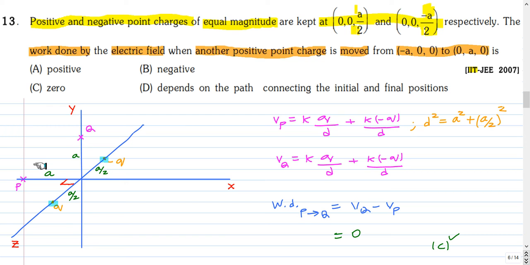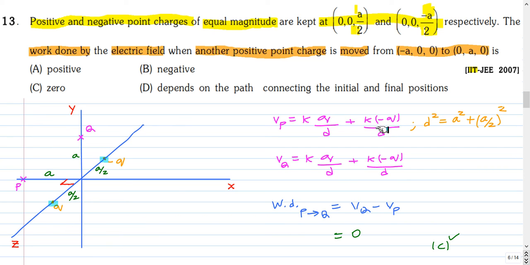Work done in moving a charge from one point to another point is the value of the charge times the potential difference between these 2 points. So if you know the potential at the point P and the potential at point Q due to the charge distribution, then we can find the work done in moving the charge from P to Q.